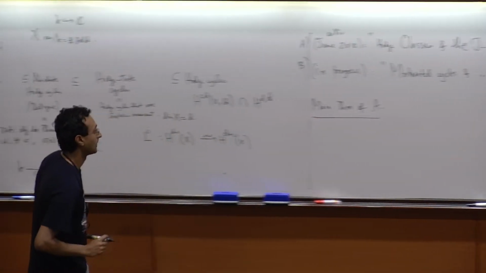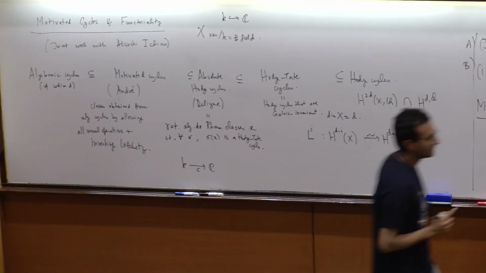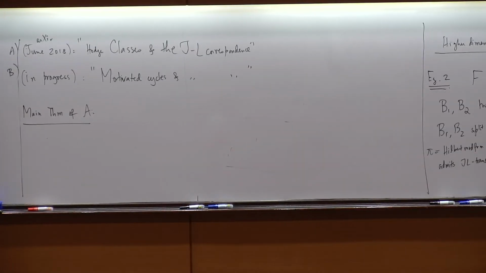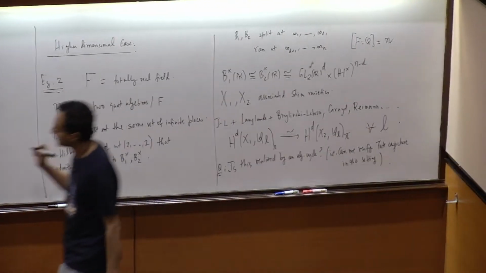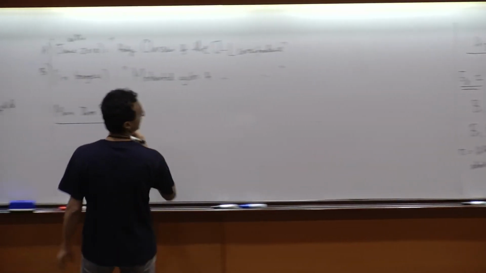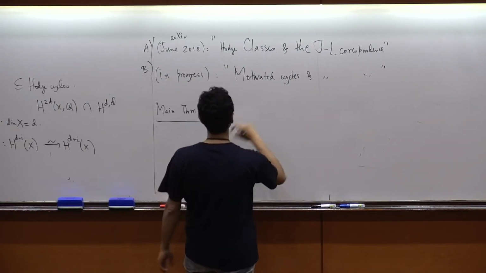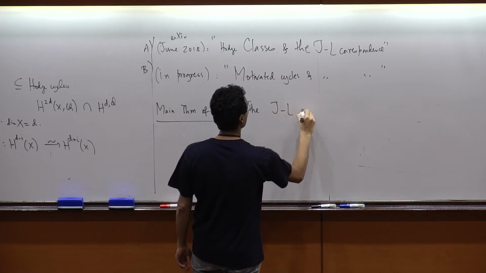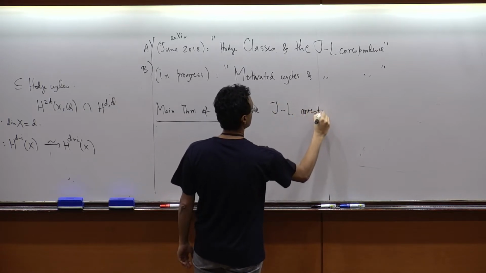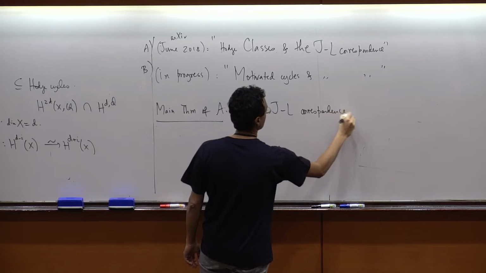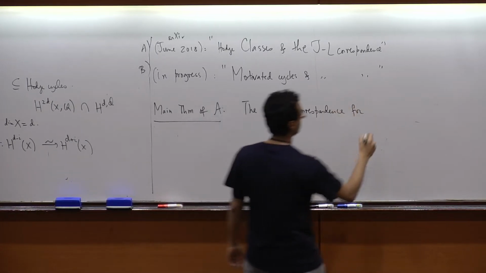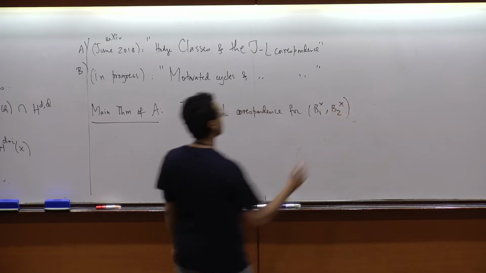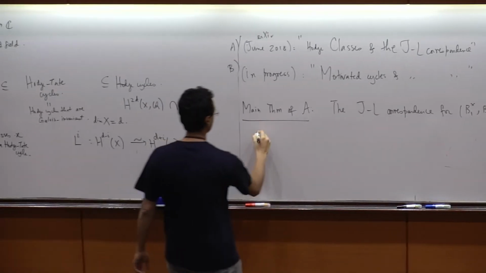So the main theorem of paper A is the following. What it says is that in this setting of example 2, when you have these two quaternion algebras B1 and B2, the Shimura-Langlands correspondence for the pair B1 cross B2 is realized by a Hodge-Tate cycle.